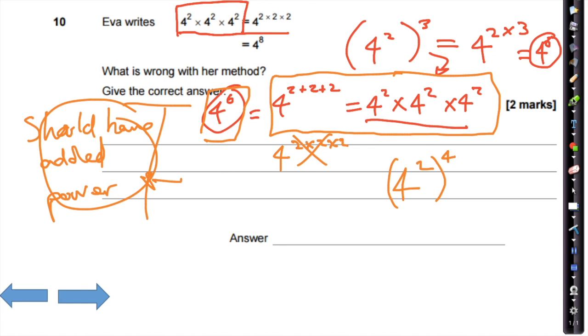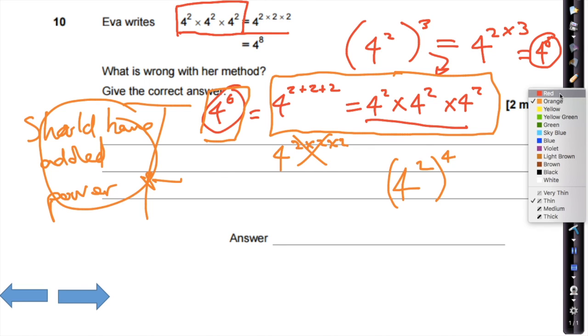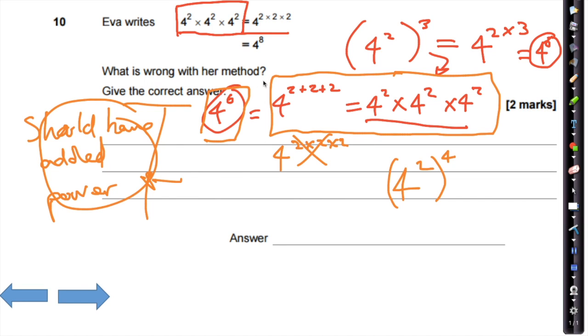So this is 2 marks here, as I've done most of that in orange, I'll do this in green. So the correct answer, the marks were given out for, first of all, getting the right answer, so 4 to the power of 6, and secondly, for showing that it's 2 plus 2 plus 2 instead of 2 times 2 times 2.